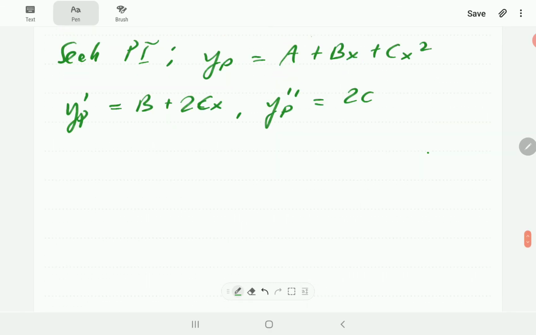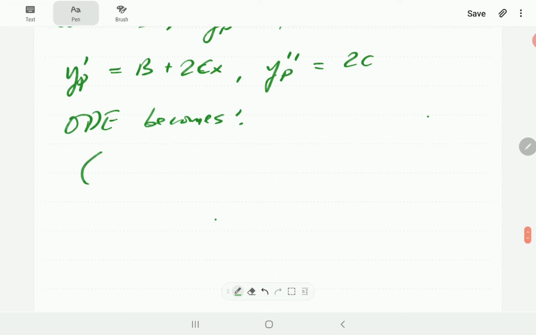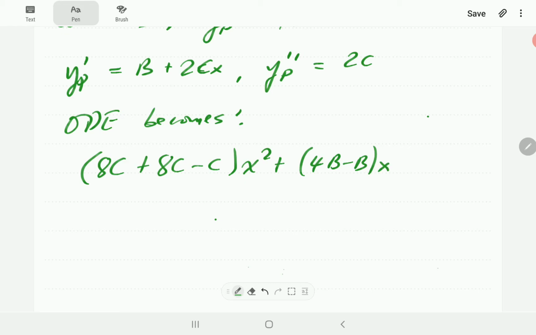Then if we plug into the ODE, I'm just going to skip some steps. Plug into the ODE and collect terms. We are going to have 8c plus 8c minus c. These will be the x squared terms. Then the x terms will be 4b minus b times x. Then minus a equals x squared.